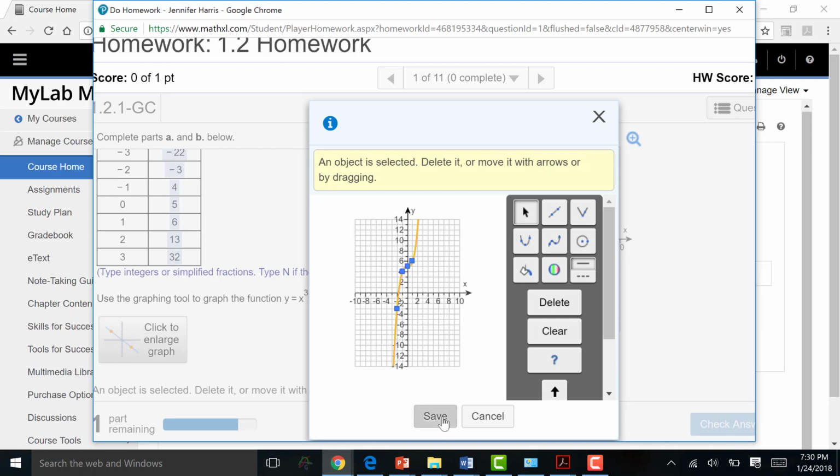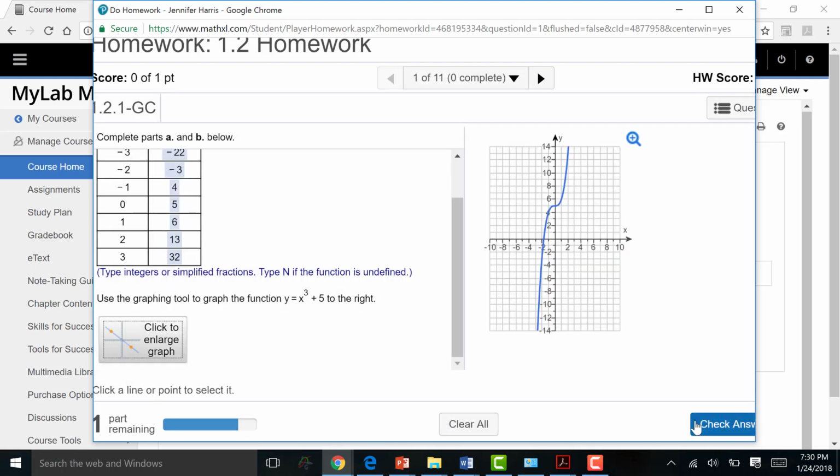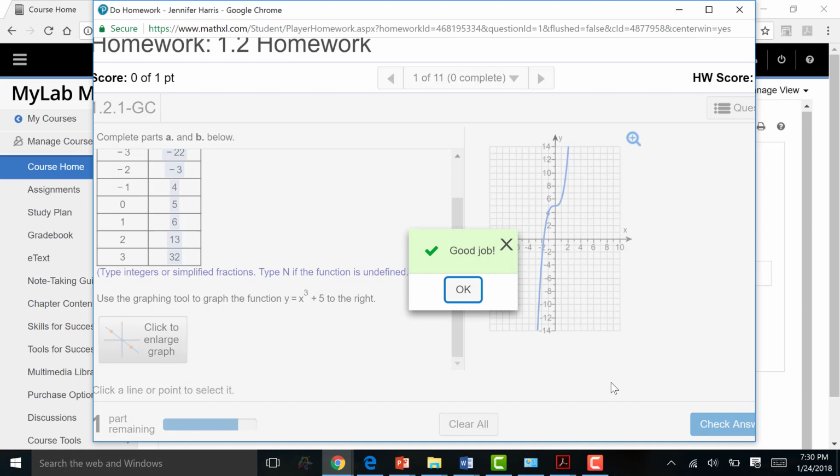All righty. So I hit save. Check my answer. And it likes it. So you only had to pick 4 of those that you could plot. Do we have to look at the word problem? All right, so that was that one.